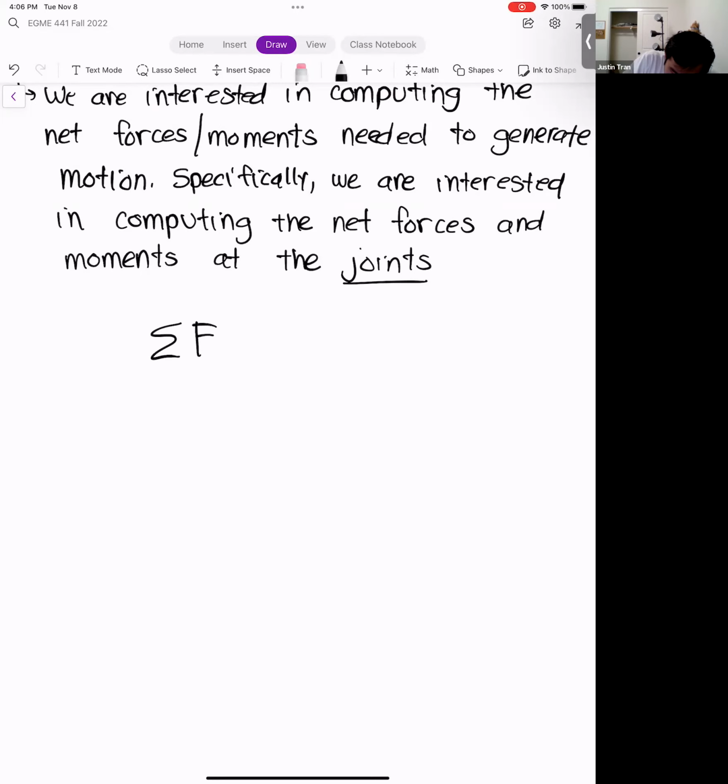For a 2D case, we're going to have the sum of the forces in the x direction equal to the mass times the acceleration in the x direction. Then we have the sum of the forces in the y direction, equal to the mass times the acceleration in the y direction. Then of course we're going to sum the moments around the segment. When you sum all the moments in the segment, that's going to be equal to the moment of inertia of the segment multiplied by its angular acceleration.